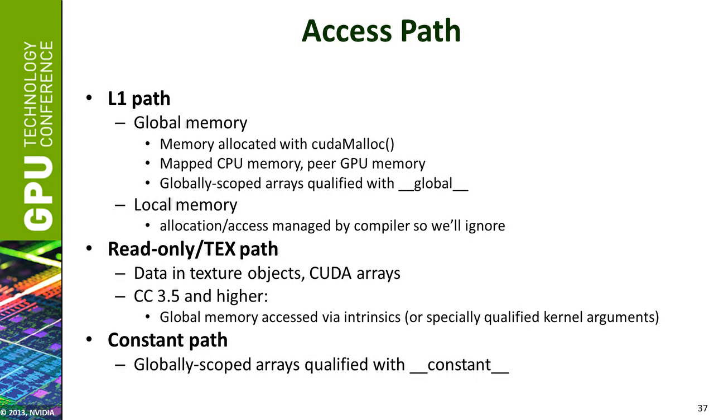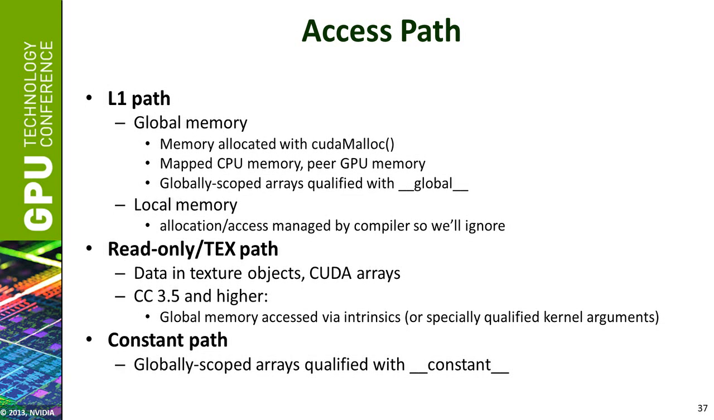Now, the read-only cache, also known as the texture cache. In order for data to go through that particular path or cache, you either have to have data in texture objects or CUDA arrays, so you have to explicitly put it into the storage format. And with compute capability 3.5 and higher, you can add either some intrinsics to force a memory access to go through that path, or do some compiler function argument qualification. And we'll look at an example of that. So you can force it.